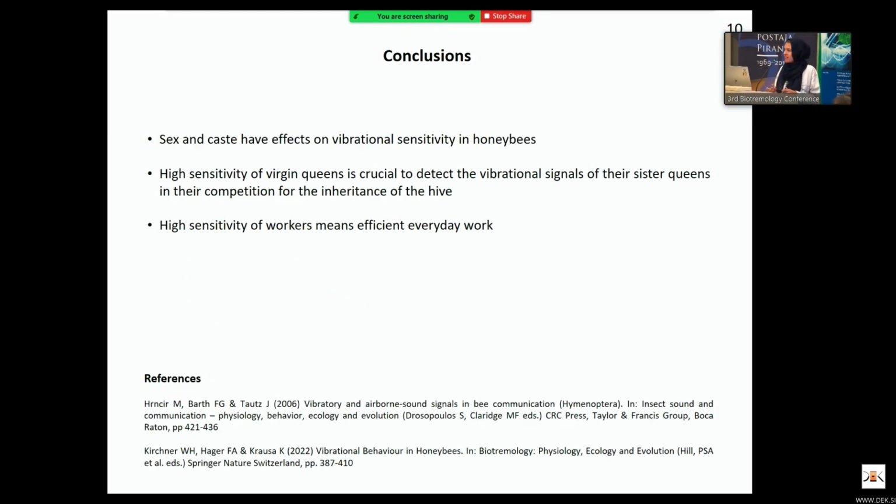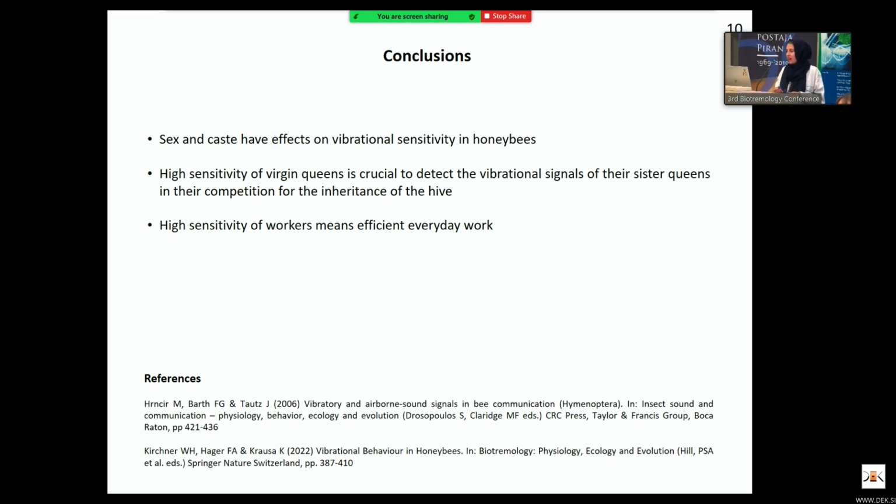So to conclude, I can say that yes, sex and caste have effects on vibrational sensitivity in honeybees. And a high sensitivity is required by virgin queens and is crucial if they want to survive. That's probably the explanation why, because they need it if they want to detect signals of the other competitors and survive. Otherwise, they are killed.